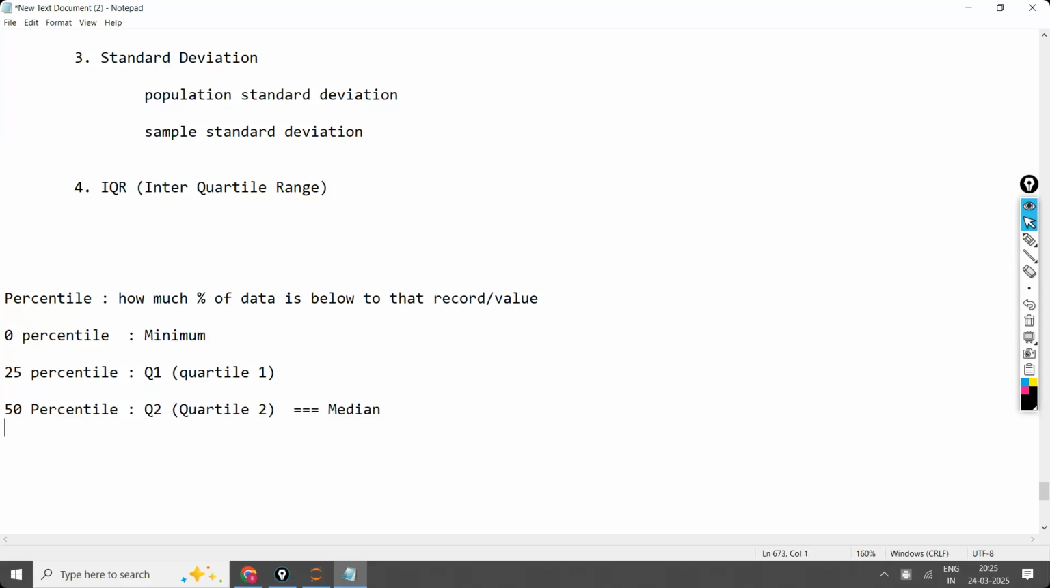Next, 75 percentile. What does 75 percentile mean? 75% of the data is below that. It means 3 quarters are included, so it is called Q3. Next, 100 percentile. What does 100 percentile mean? 100% of the data is below this, which is the maximum. Everyone is clear?